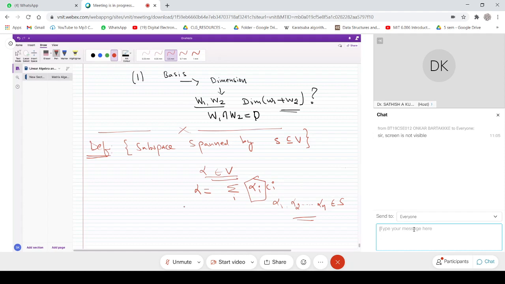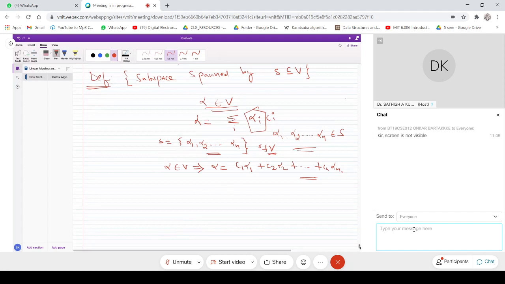I want to say that S is a spanning set of a vector space V, where S has elements alpha 1, alpha 2, etc., alpha n. Whatever vector I take in V, so alpha is in V, alpha can be expressed as C1 alpha 1 plus C2 alpha 2 plus etc. plus Cn alpha n. Then one can say that it is a spanning set.